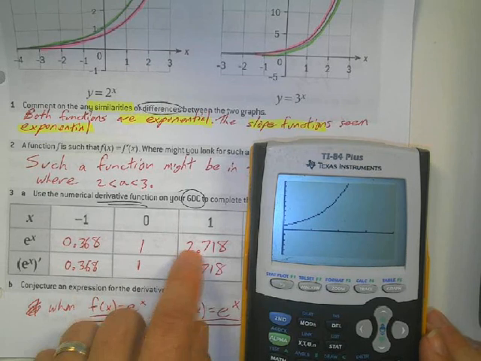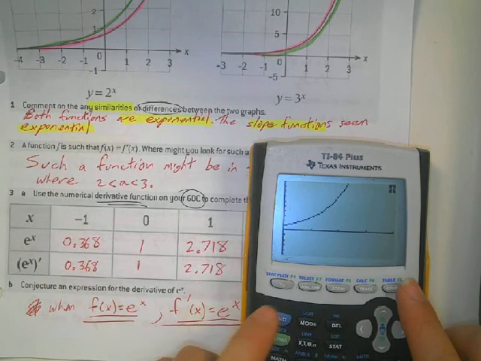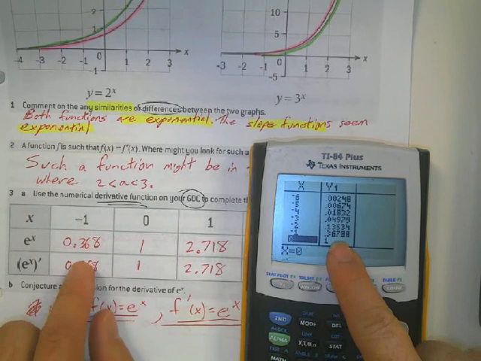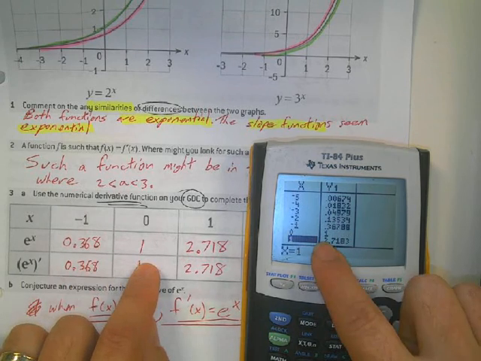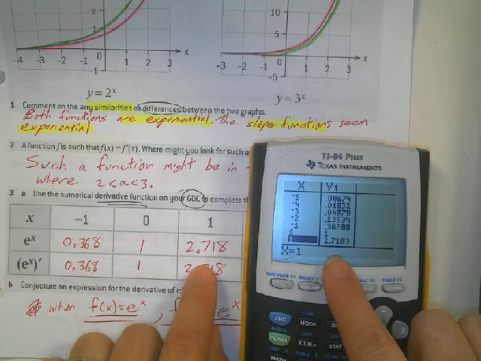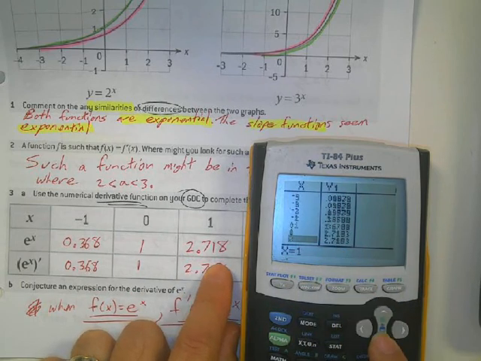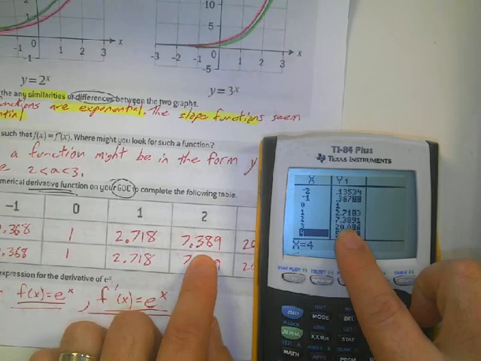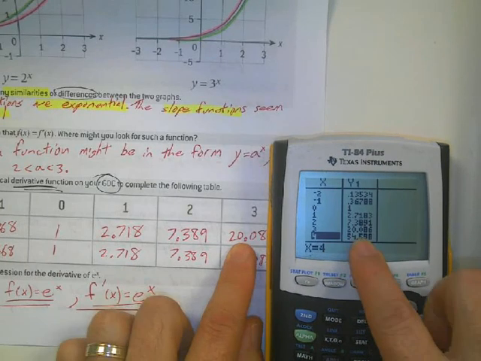And if I want to find the value, let's get a table here, second graph. At -1, I've got 0.3678. At 0, I've got 1. When x is 1, I've got 2.718. When x is 2, I've got 7.38. When x is 3, I've got 20.08.